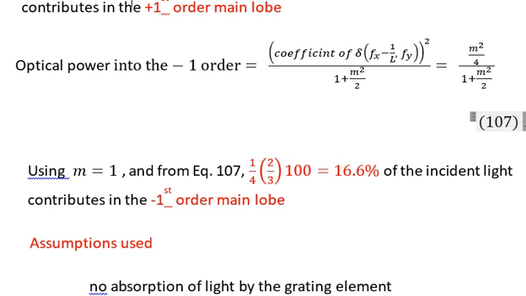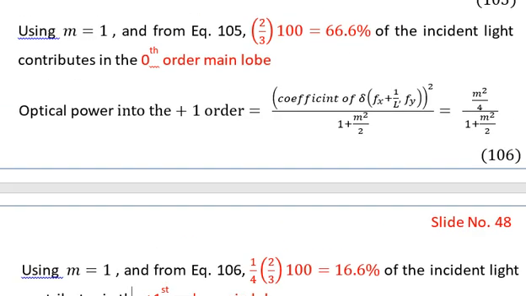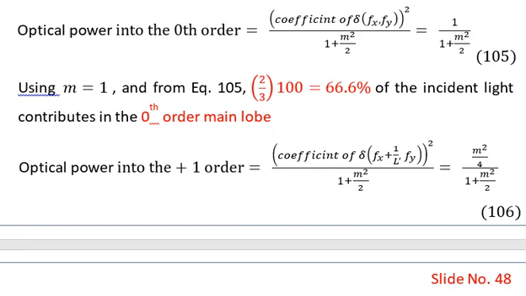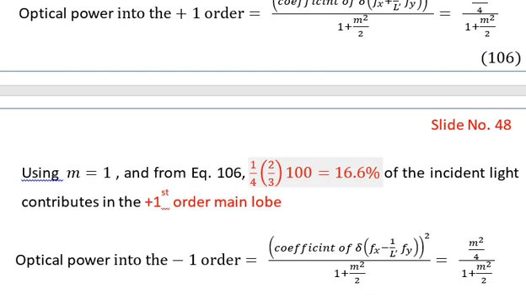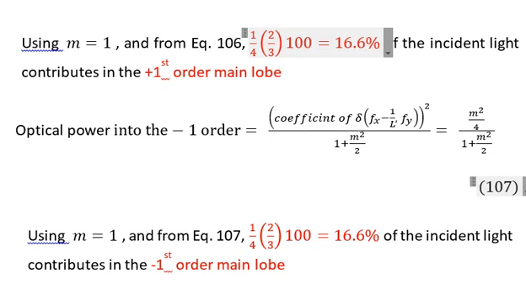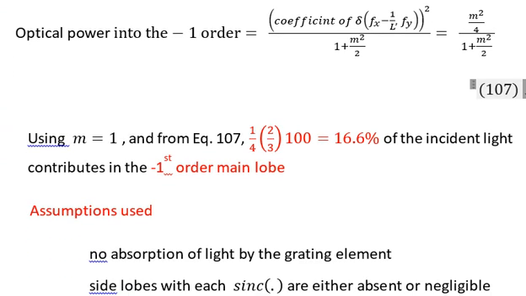So in the main lobe, the total contribution of the input power will be equal to 66.6%, whereas in the two side main lobes, the power going into each will be 16.6%.